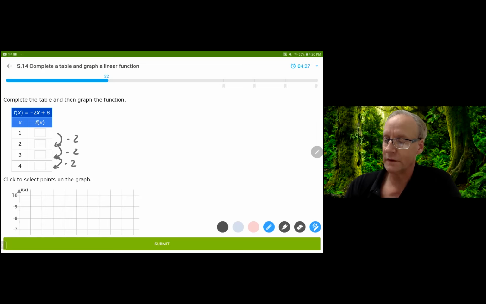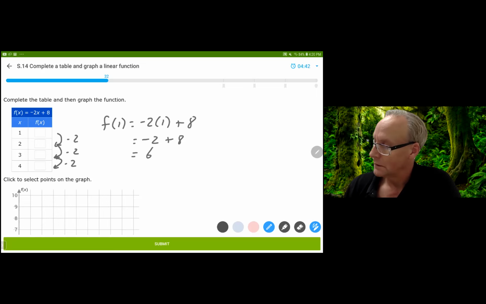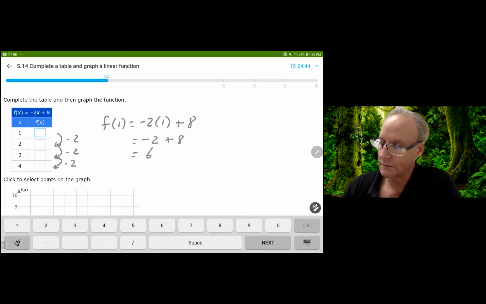We're starting at 8, but f of 1 is going to give us -2 times 1 plus 8, which is just 6. It's -2 plus 8, which is 6. So I'm just going to put 6, 4, 2, and of course 0. You can substitute it in and see that's true.